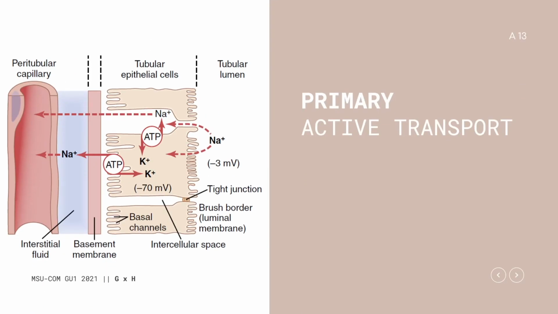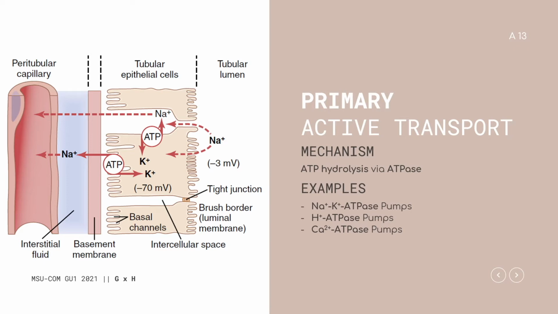The energy for primary active transport comes from ATP hydrolysis by way of membrane-bound ATPase, which is also part of the carrier mechanism that binds to and moves solutes across the cell membrane. Every active renal transporter suffixed with ATPase utilizes this type, and that includes the sodium-potassium ATPase, hydrogen ATPase, and calcium ATPase pumps.